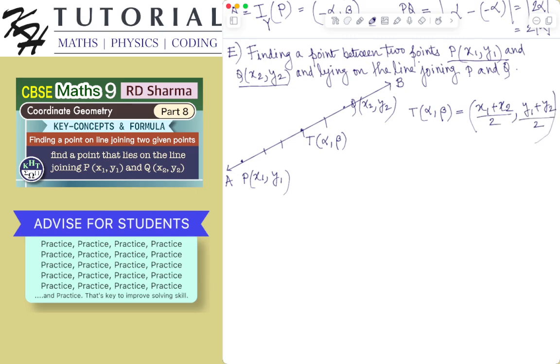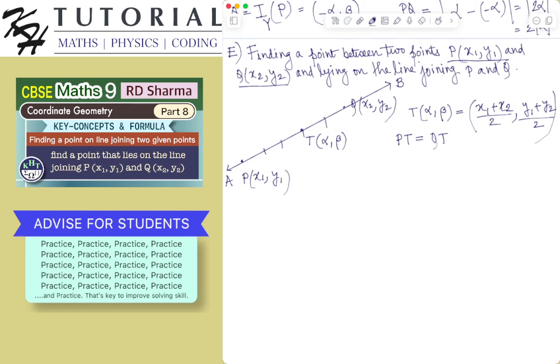So the point (x1 plus x2 by 2, y1 plus y2 by 2) is termed the midpoint of the line joining the points P and Q, which will be a point that lies on the line AB, that is the line joining P and Q, and it will be between the points P and Q. So basically we can say that PT will be equal to QT, that is, the point T is equidistant from the points P and Q. So this is one way that you can find the coordinates of a point that will lie on the line joining the two points P and Q and in between the points P and Q. This is the formula you should apply for finding a point T that will lie between the points P and Q and on the line joining P and Q.